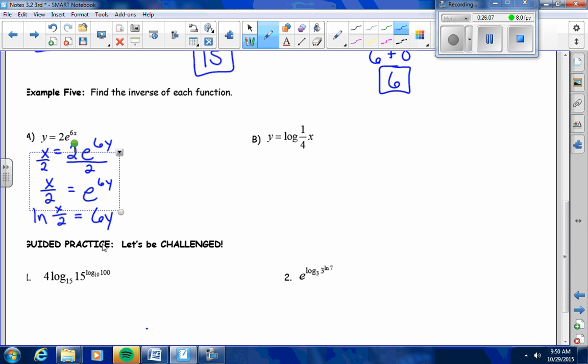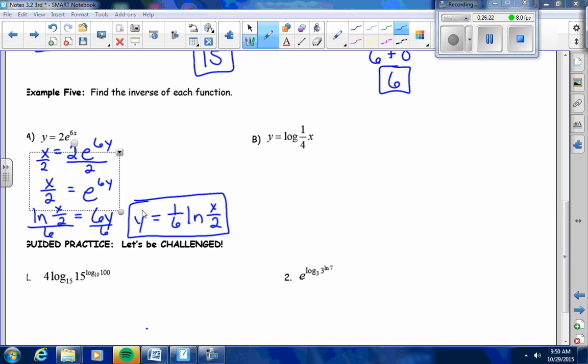Now what do we do? Divide by 6. So y equals 1/6 times the natural log of x over 2. That is its inverse. So I'm going to denote that as y inverse. Remember, the notation for inverse is a little -1 superscript.